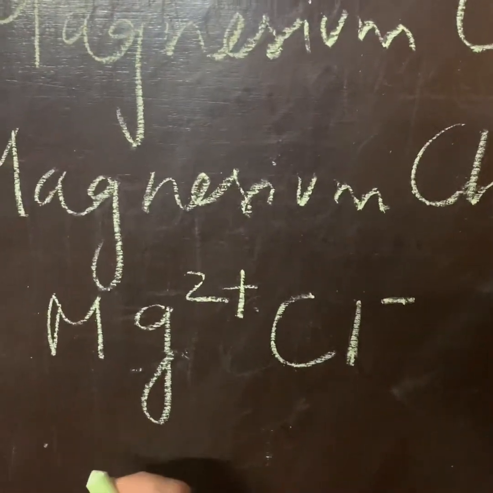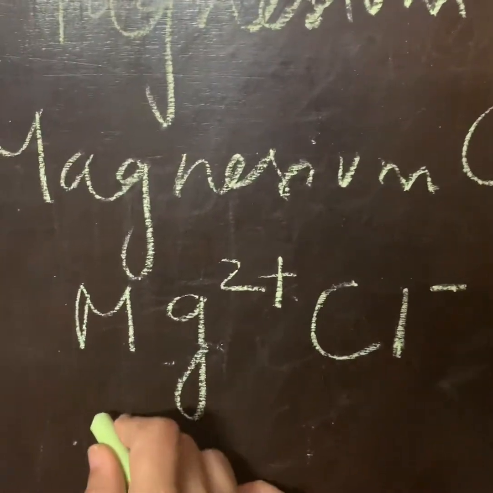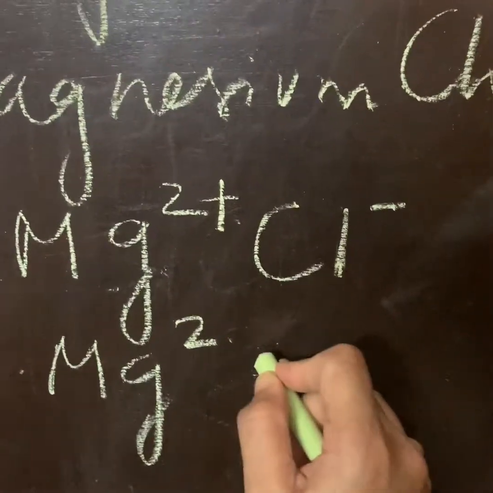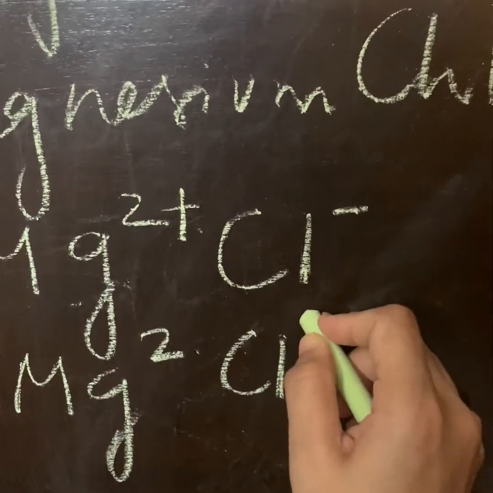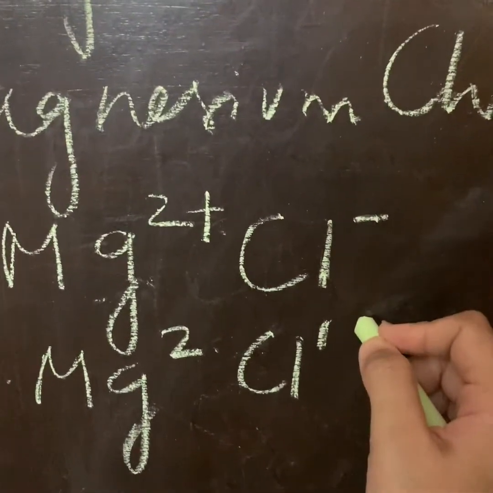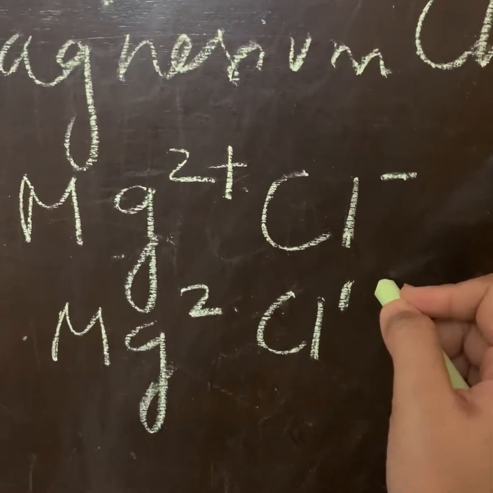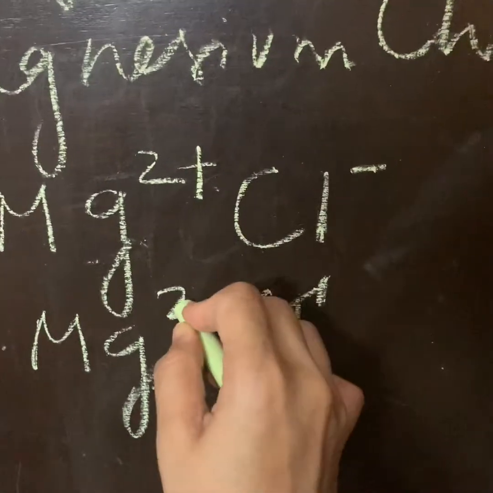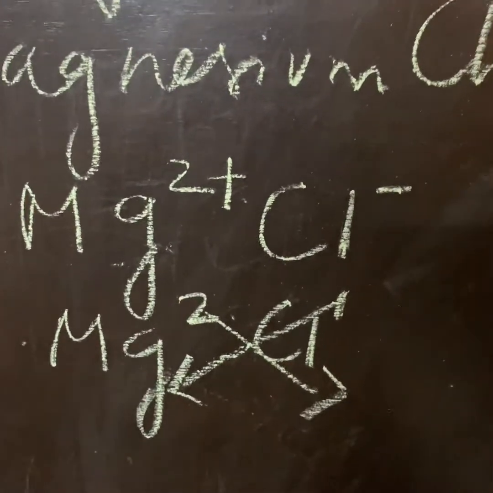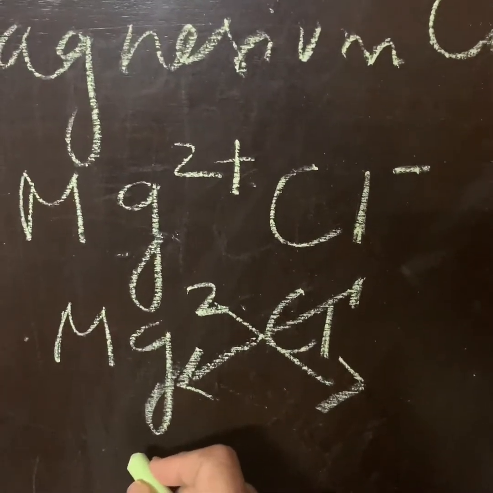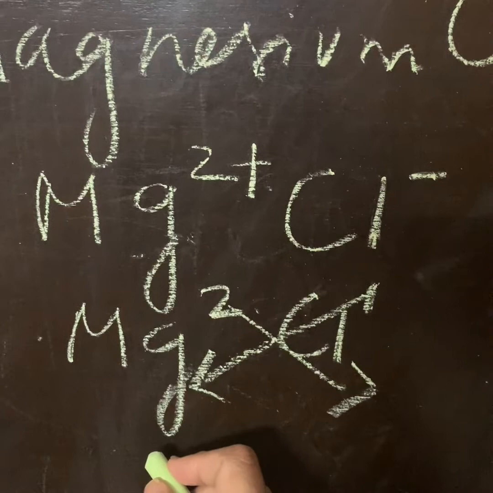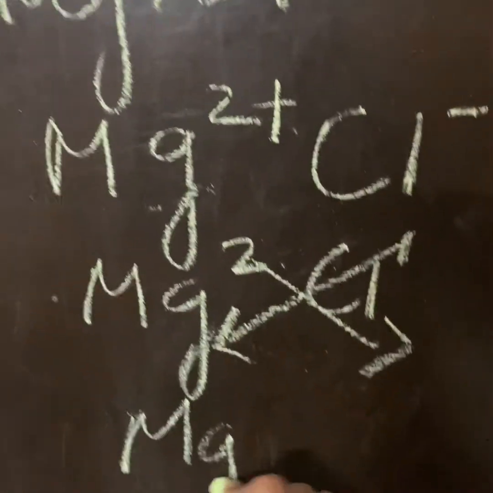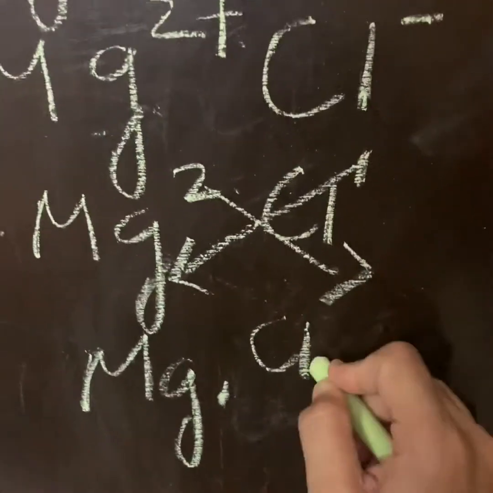Now what we have to do in the next step, remove the plus and minus signs. It becomes Mg2 and Cl. Here you can write 1 on the top right corner of the symbol for your convenience. Now you have to crisscross their charges, and write the crisscrossed charges at the bottom right of the symbol. It becomes Mg1 and Cl2.